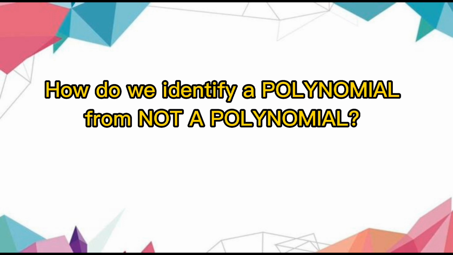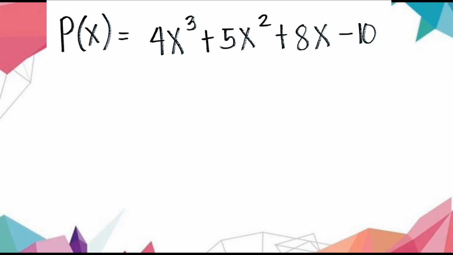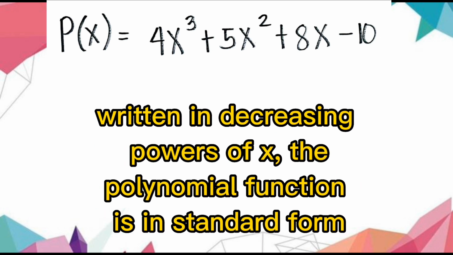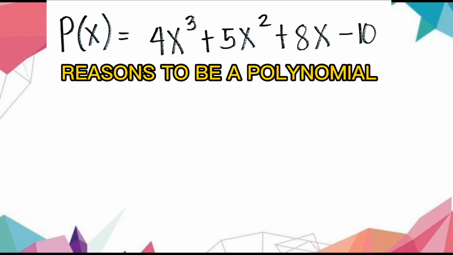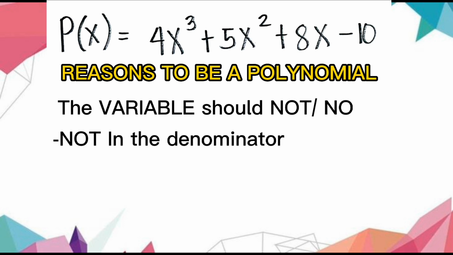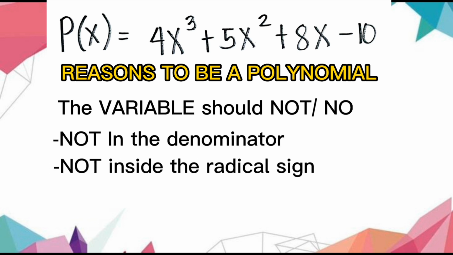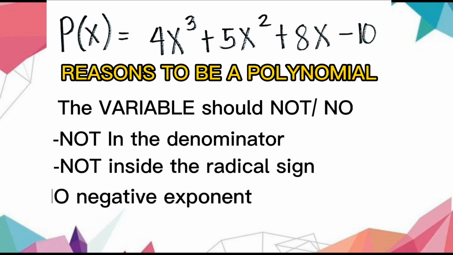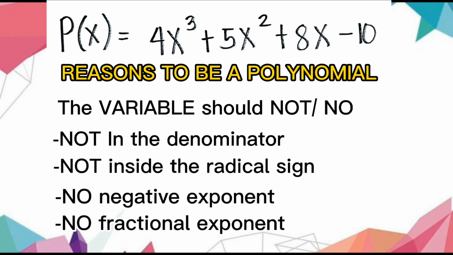So how do we identify a polynomial from not a polynomial? Here is an example of a polynomial function. P of x is equal to 4x cubed plus 5x squared plus 8x minus 10. It is written in decreasing power of x, and the polynomial function is in standard form. To be identified as a polynomial, number 1, the variable should not be in the denominator. Number 2, not inside the radical symbol. Number 3, no negative exponent or fractional exponent.